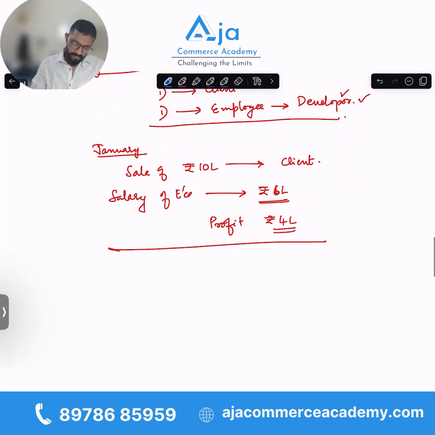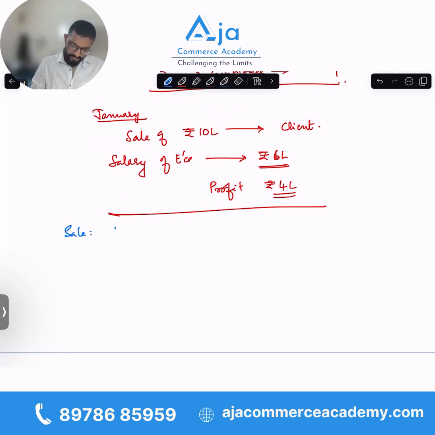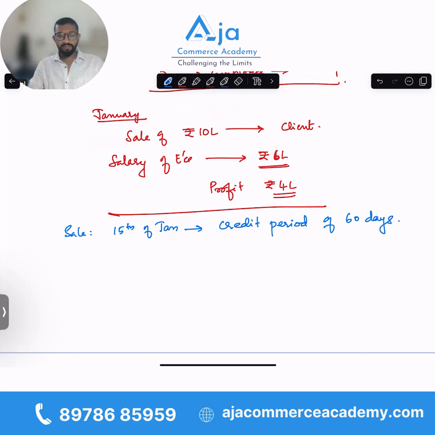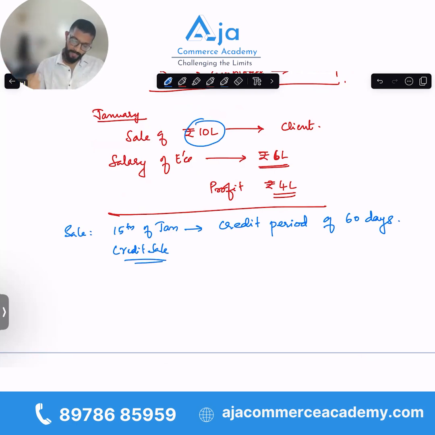Now, assume the sale is made on 15th of January, and the company has given a credit period of 60 days to the client. That means the client need to pay this 10 lakh to the company only after 60 days from raising the invoice, right? So that means it is a credit sale. The client has 60 days from the date of invoice to repay that 10 lakh to the company.